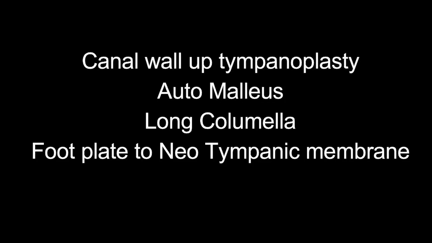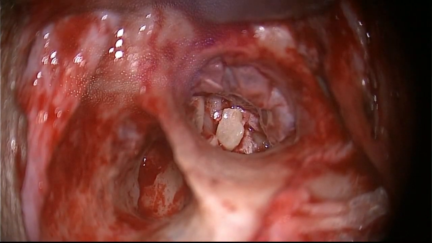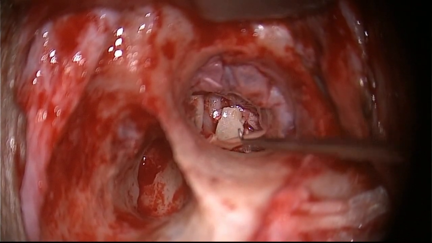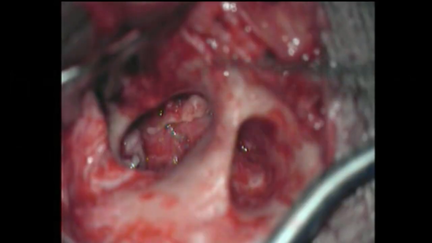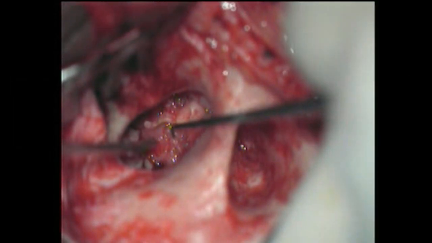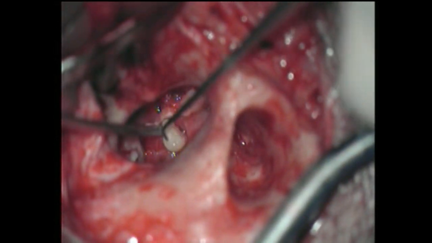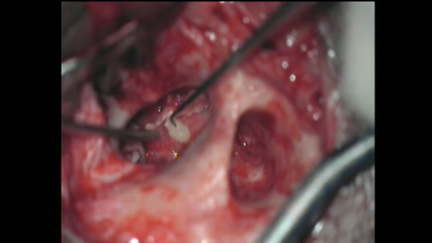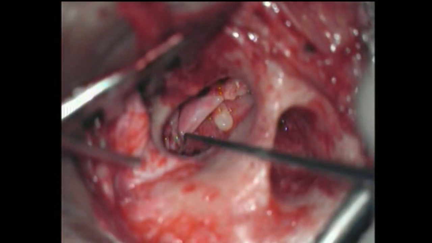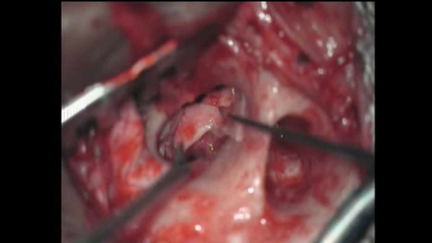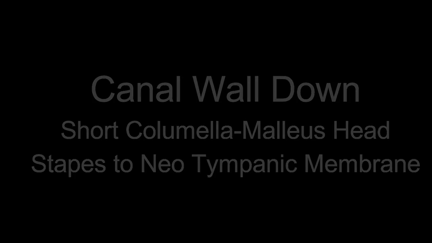This is a canal wall up tympanoplasty where I am using a malleus of the same patient to sit on the footplate to the neotympanum like this. This is an intact canal wall technique where I am using the patient's own incus to sit on the footplate like that. It's a good assembly, it's unlikely to fall. And in this case I also use a small piece of conchal cartilage which is extending from the hypotympanum onto the stapes so that it will maintain the middle ear space also. Now we can see some of the techniques that we do in the canal wall down technique.